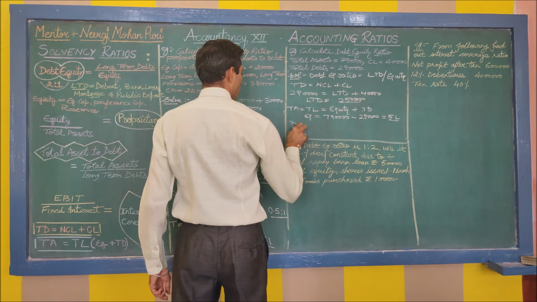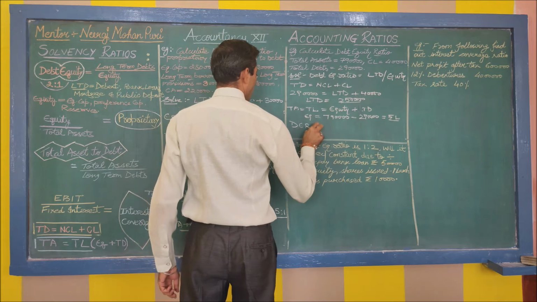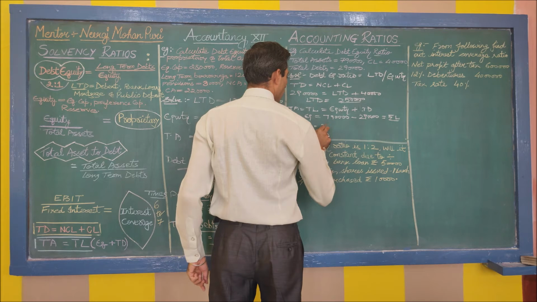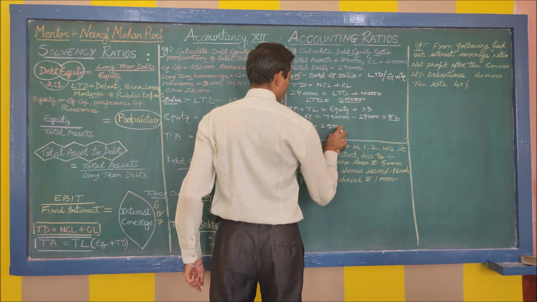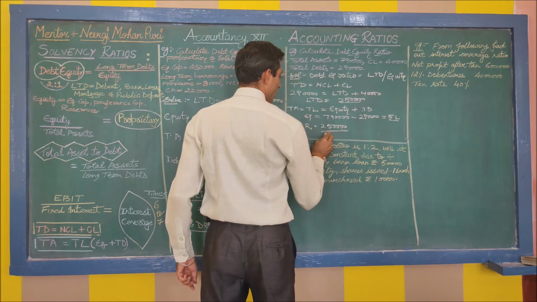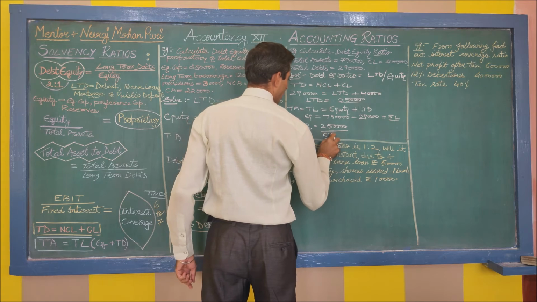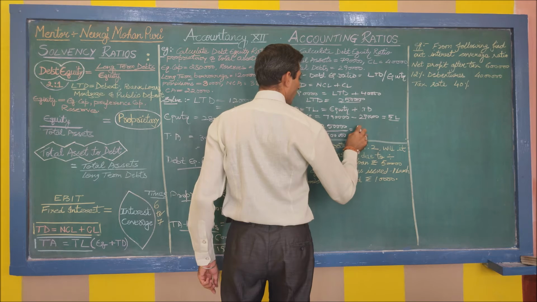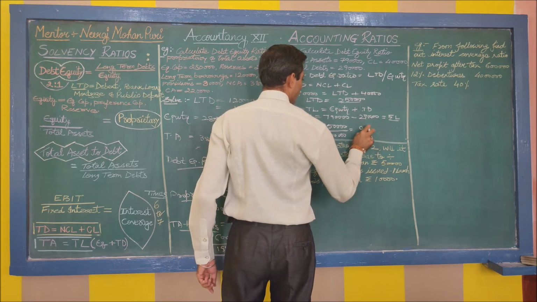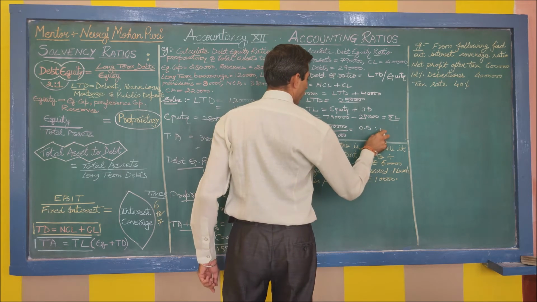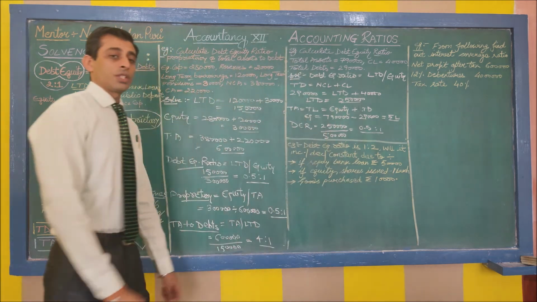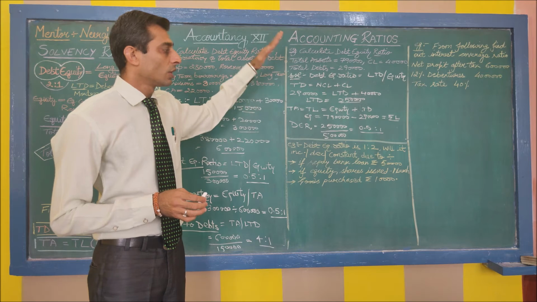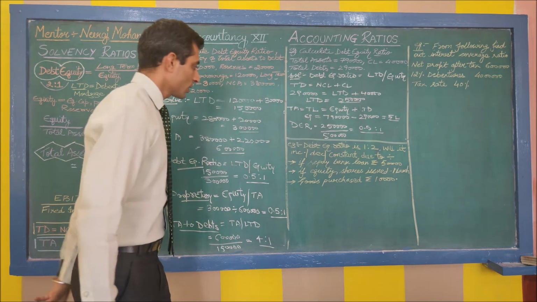The debt equity ratio is equal to long-term debts, which we got as 2,50,000, divided by equity, that is 5 lakh. This gives us 1/2, that is 0.5:1, which is a satisfactory situation. The financial position is good. The lower the ratio, the better it is.